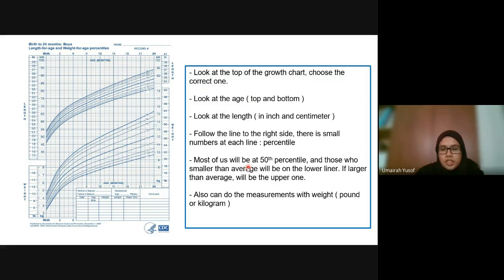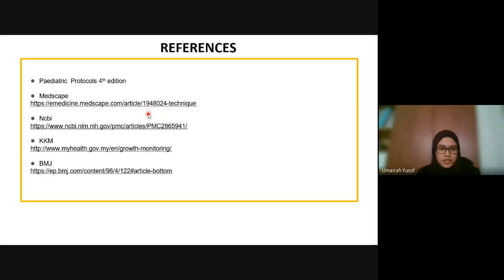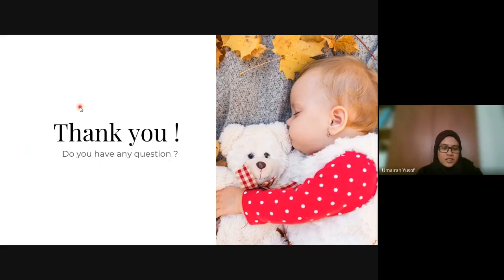Most of us will be at the 50th percentile, and those who are smaller than average will be on the lower lines. If we are larger than average, it will be the upper percentiles. We can also do the measurements for weight. As for weight, it can be in kilograms or pounds. So we do the same: we plot the chart and we can see the percentile. And here are my references, and I think that's all from me.